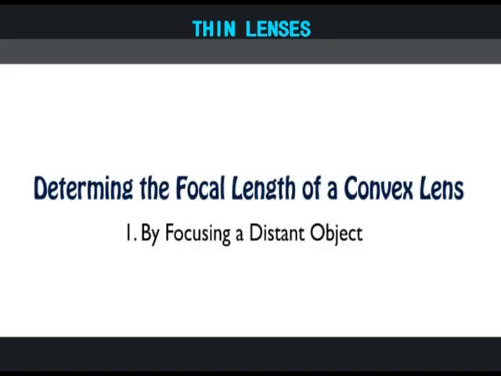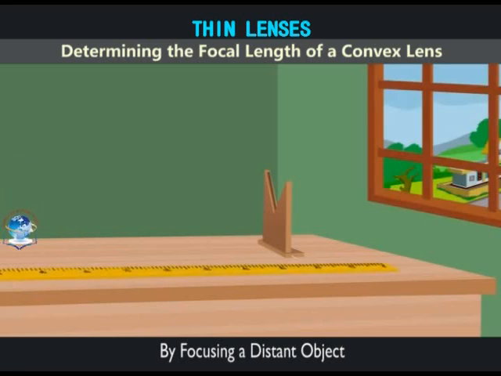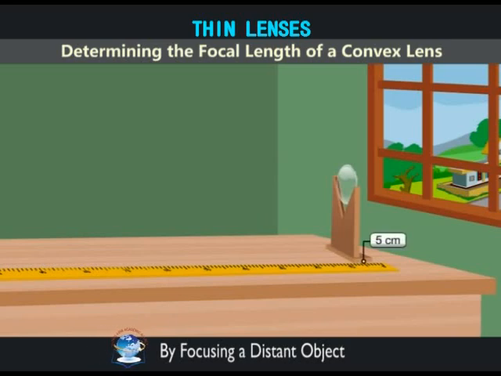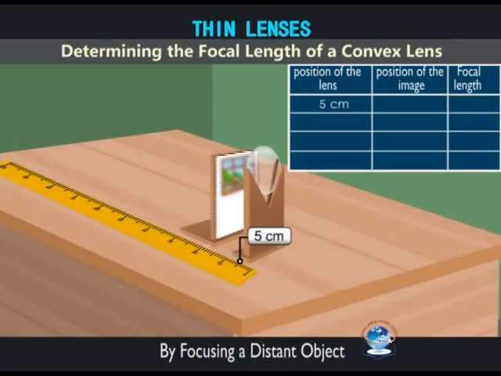The first one is by focusing a distant object. First, we locate some distant object outside the window like a tree and place a meter rule in the direction of the object. Then we place a convex lens in a lens stand along the meter rule such that the midpoint of its base is at the 5 centimeters mark. We place a white screen along the scale. We move the screen back and forth until a sharp image of the distant object is formed on it.